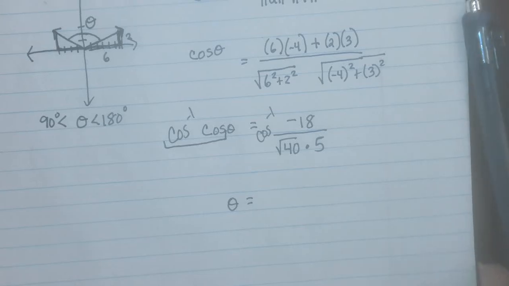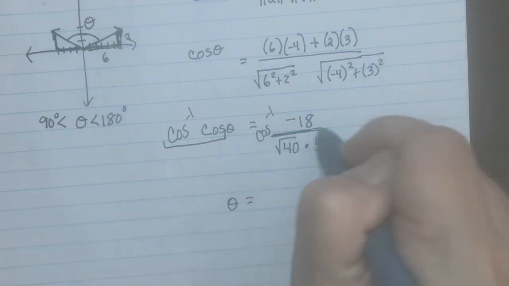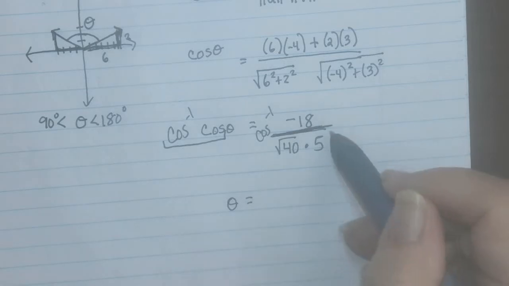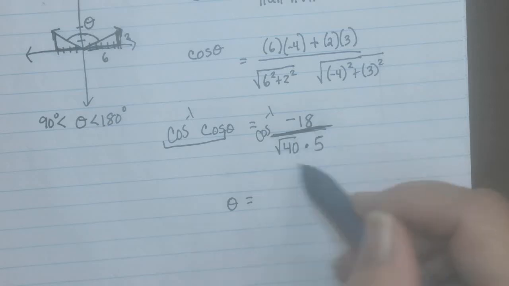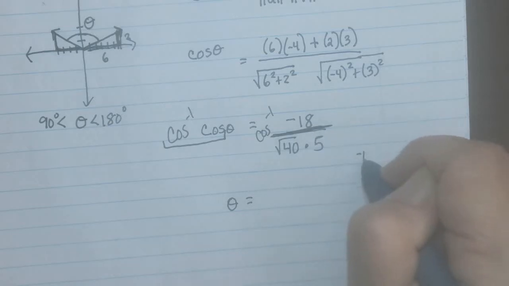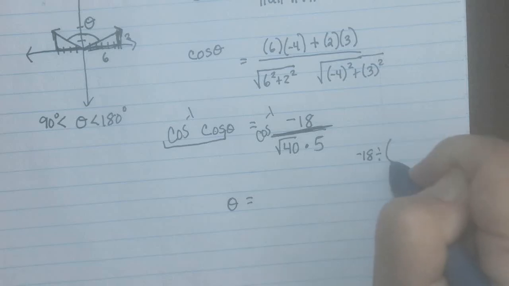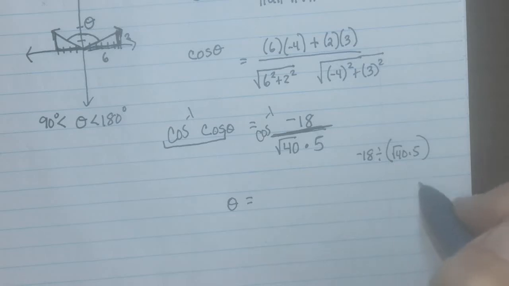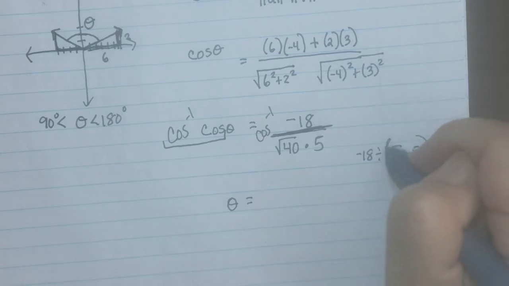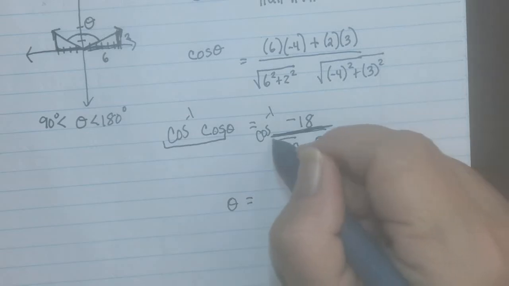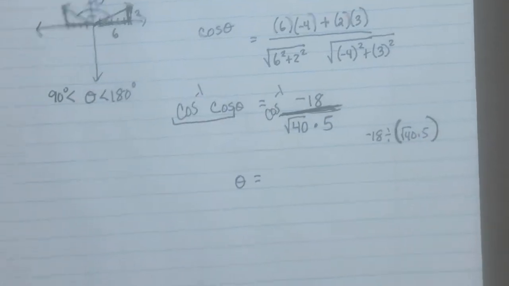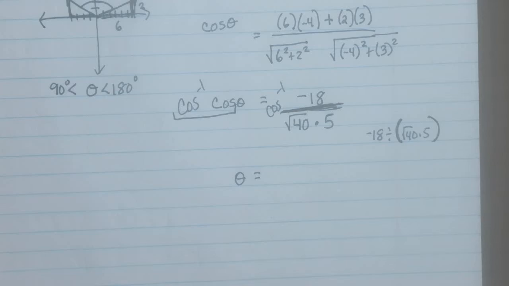But let's talk about that. Remember, this fraction bar, this vinculum, is a division sign, but it's also a grouping symbol. So if I type this part into a calculator, I need to do negative 18 divided by parentheses square root of 40 times 5. Because I need to insert parentheses for the grouping symbol of the vinculum. Now, the other way is to just have your calculator put it in fraction form. So let's look at both ways.